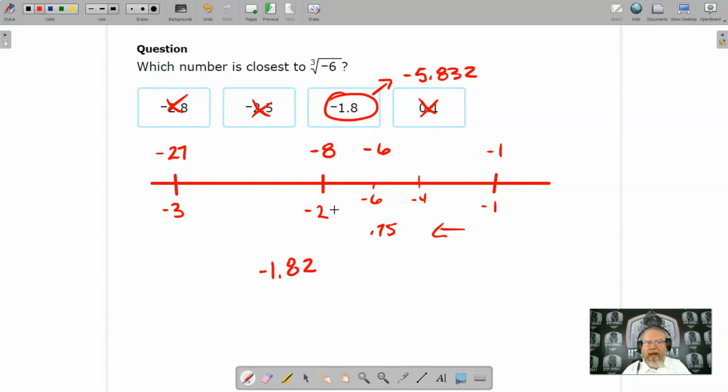If you have a graphing calculator that'll do cubed roots, this is going to be pretty easy. However, if your calculator won't do cubed roots, you can use some ideas of guess and check, or reason things out using the idea of a number line that we did here.